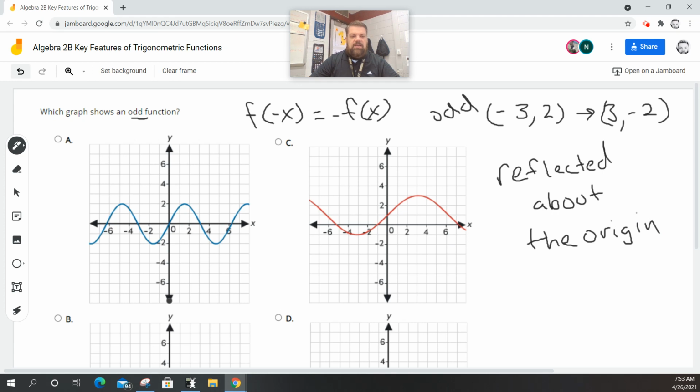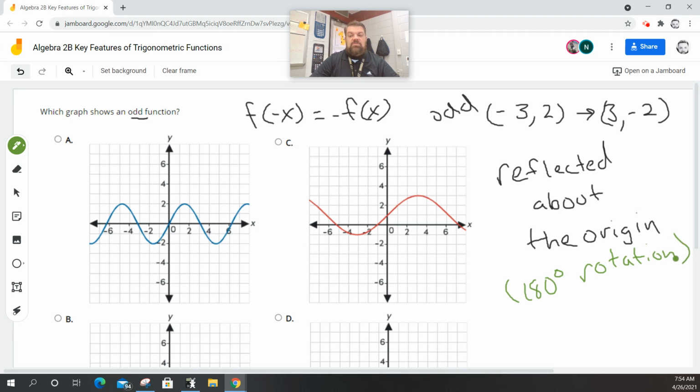So I could tell you right off the bat that this is odd. I'm pretty sure A is odd, and I'll explain why in just a second. When we say reflected about the origin, it's like a 180-degree rotation. But it has to go through the origin, which is the interesting thing.